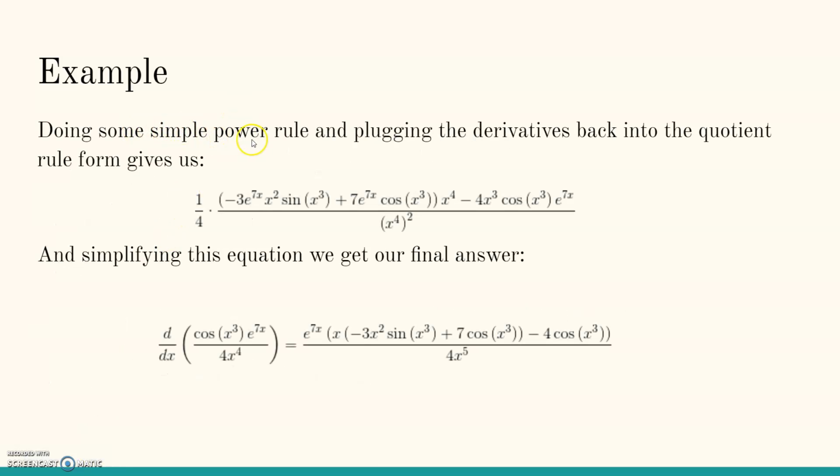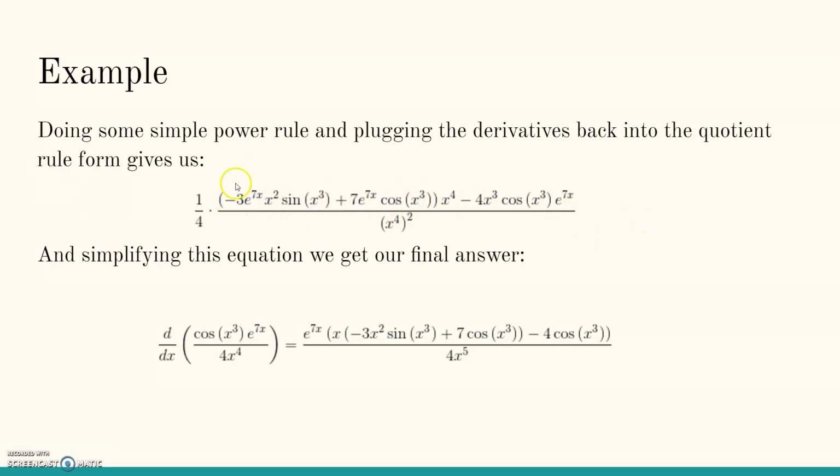Lastly, we're going back to the quotient rule part of this and plugging in everything we just got into what looks like the quotient rule form. We're going to have 1/4, all of that product rule and chain rule stuff, times x to the fourth, minus 4x to the third, which is the derivative of x to the fourth, keeping the top function the same, cosine x to the third e to the 7x. That's all good right there.